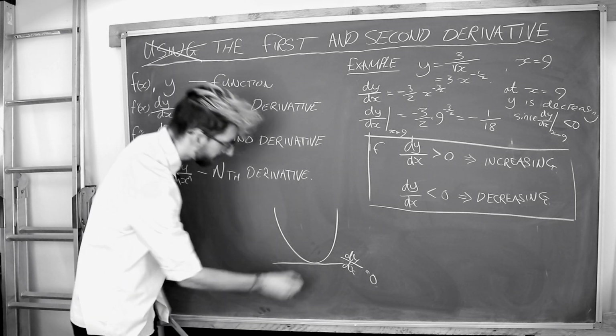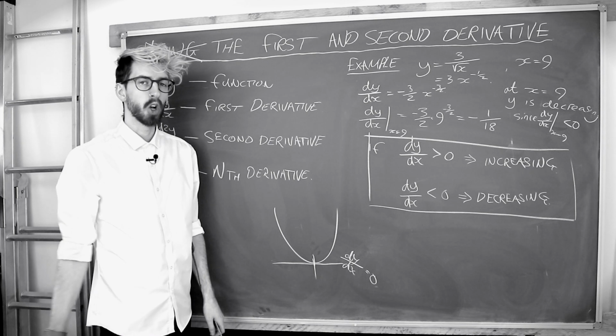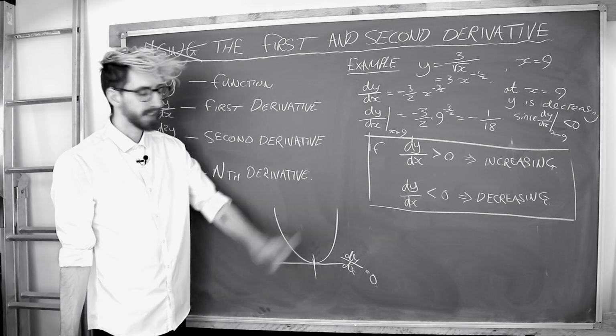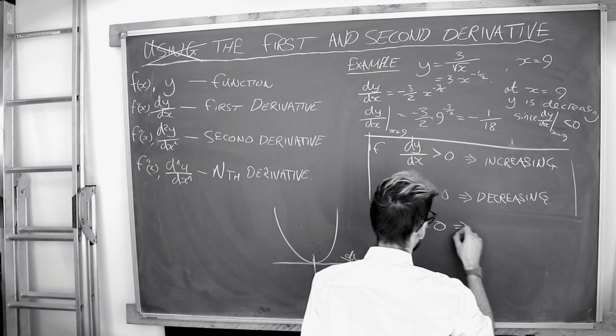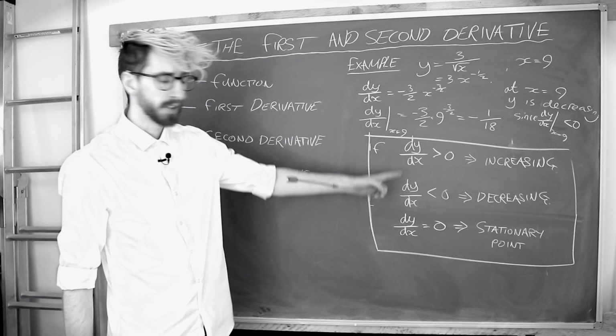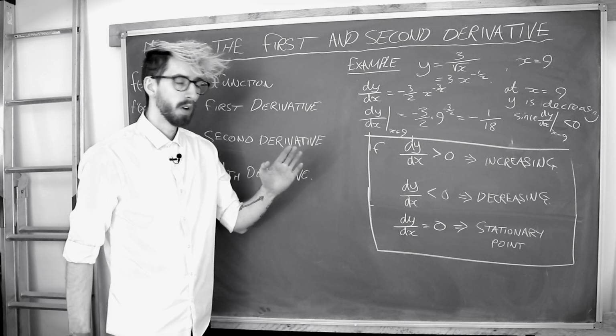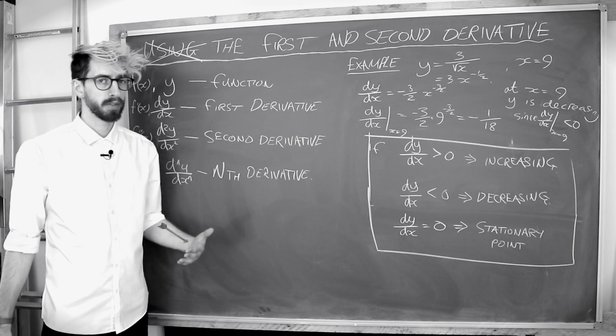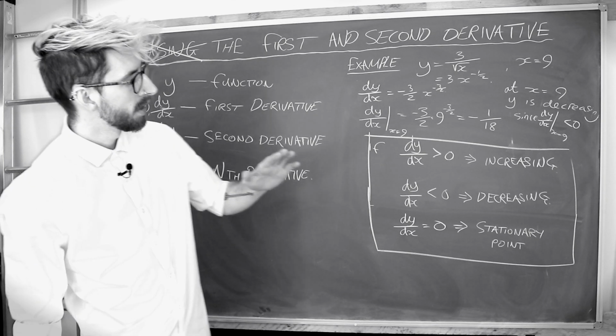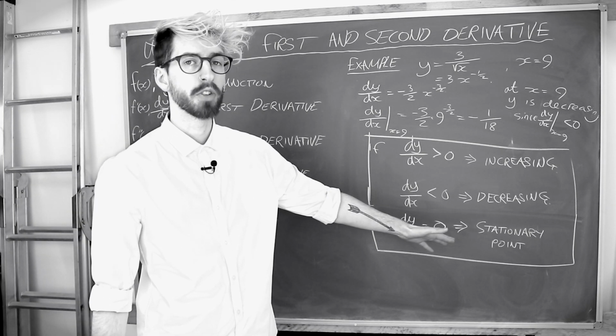We've got a special word for this. It's called a stationary point. So I'm going to add that onto there. So we've got these 3 different situations. Now, I've not spoken about using the second derivative yet, but what the second derivative can do is tell you the nature of that stationary point.